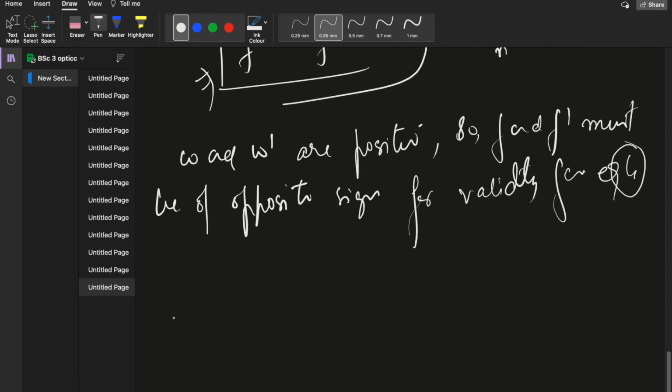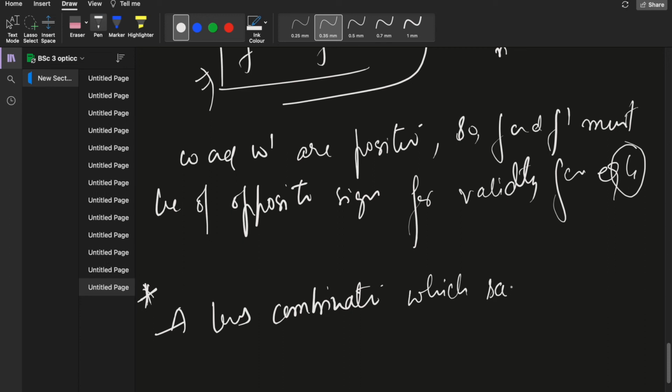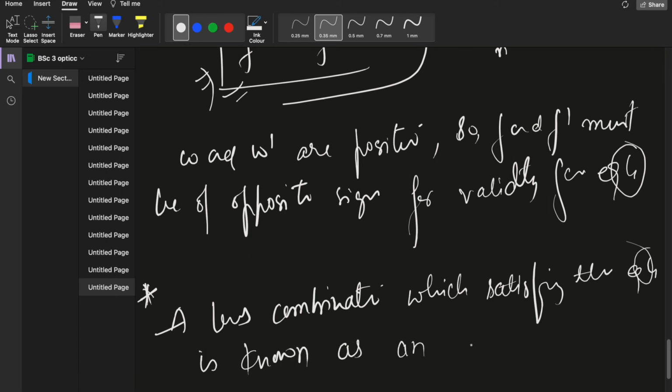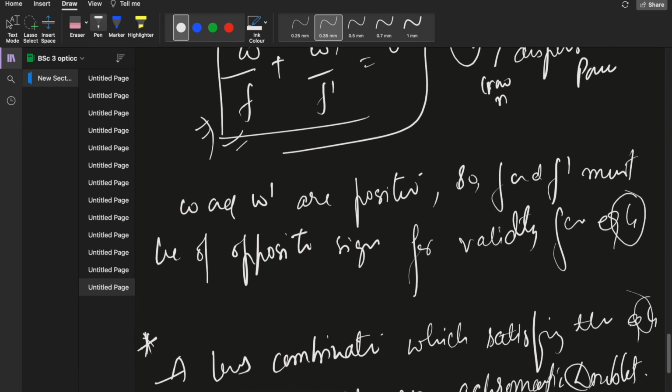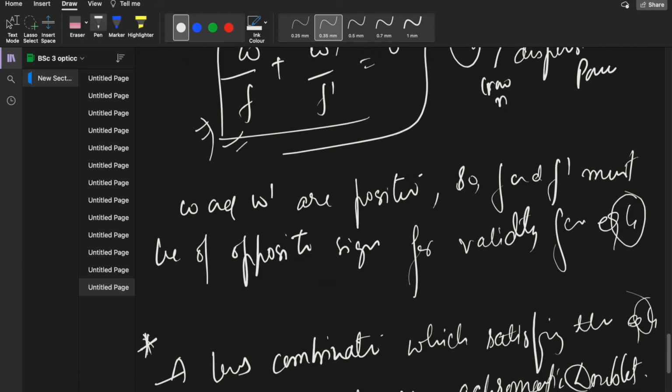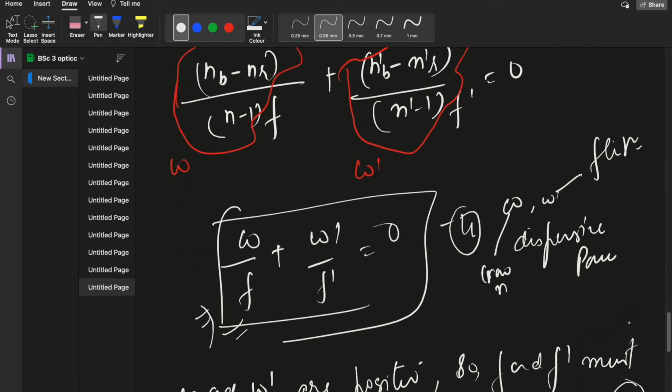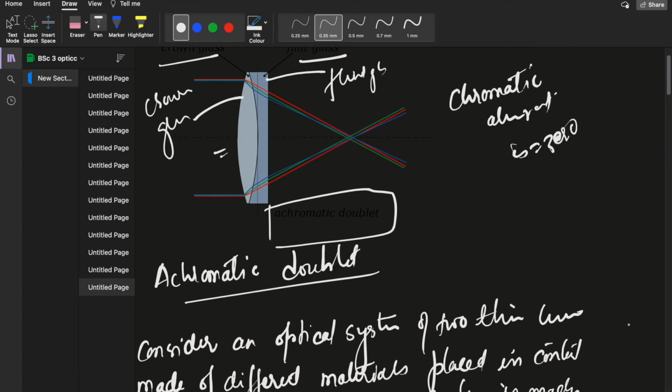And in the final, this is the conclusion: a lens combination which satisfies this equation, equation 4, is known as an achromatic doublet. All right, so this is how we remove chromatic aberration from any lens. So this is the achromatic doublet. Thank you.